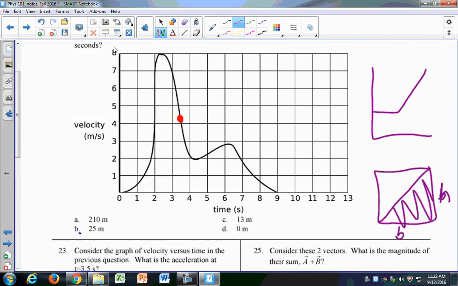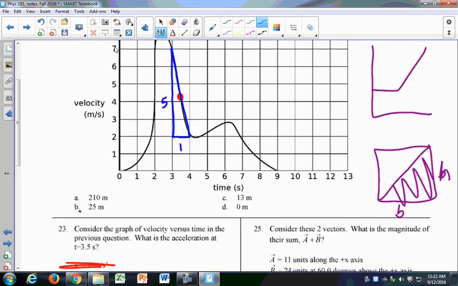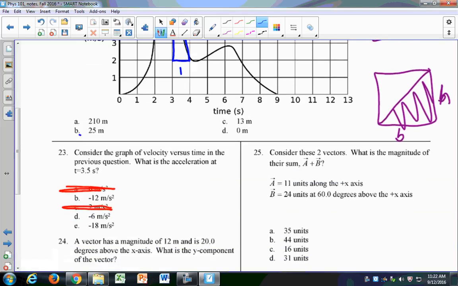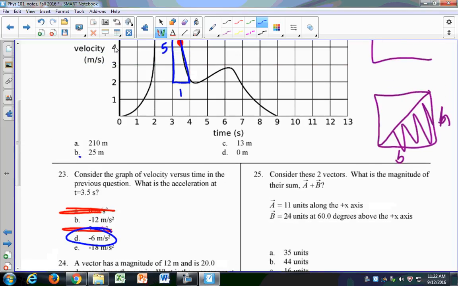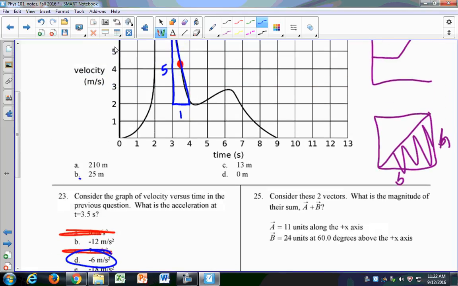And then I draw a tangent line. Something like that. You might draw it differently every time. Find the slope of it. That's 5 divided by 1. It should be about negative 5. Oh, it looks like negative 6. Pick the closest thing. You'll be able to get it close enough so that you can discern the right answer on drawing the tangent.